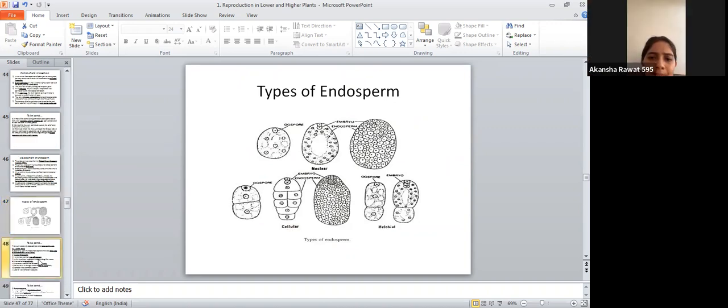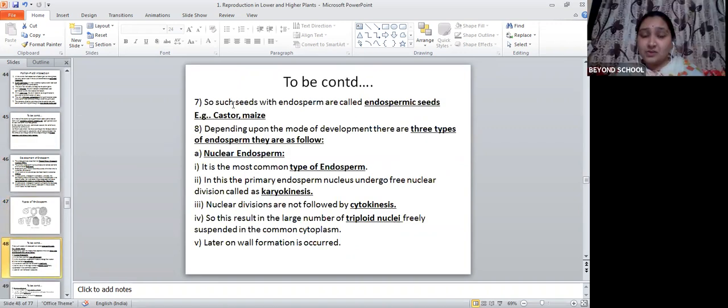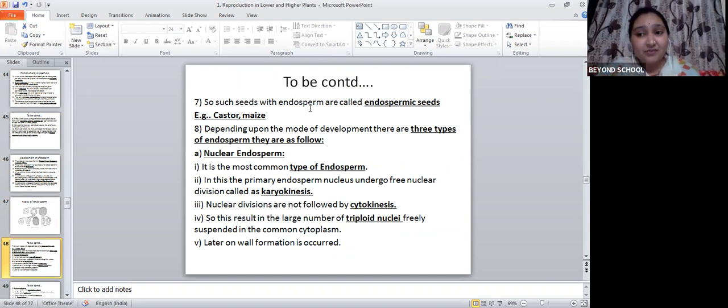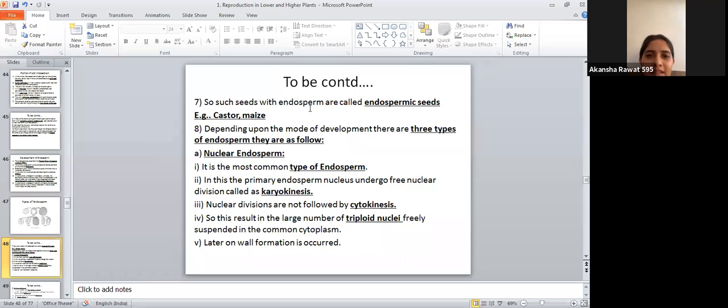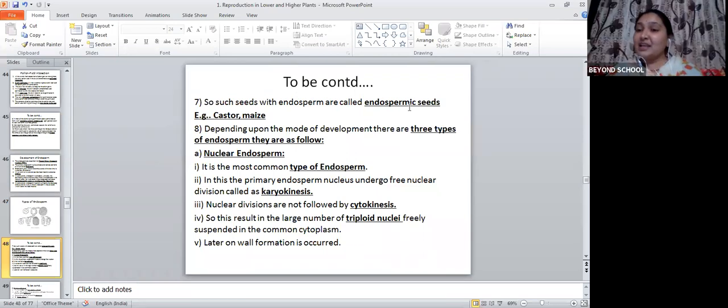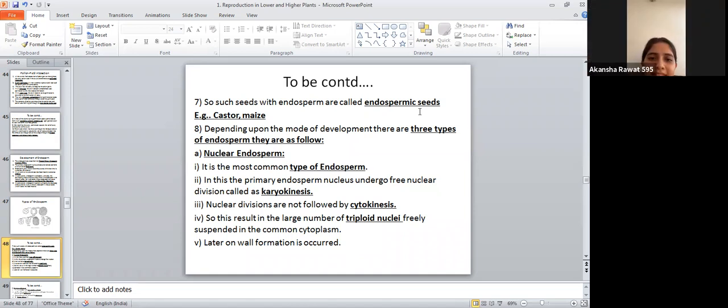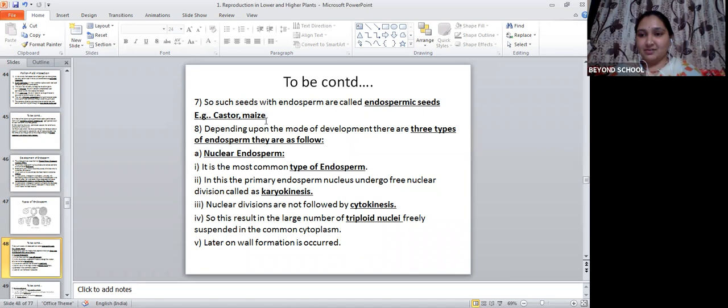Now, such seeds with endosperm. These seeds consist of an endosperm, because though the endosperm is little, they still have it. They are called endospermic seeds. Examples are castor and maize.